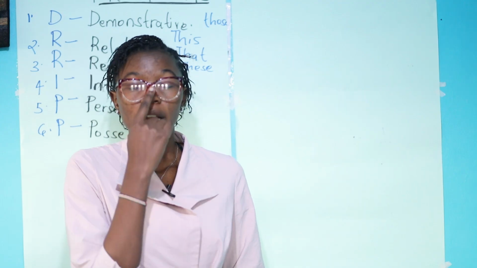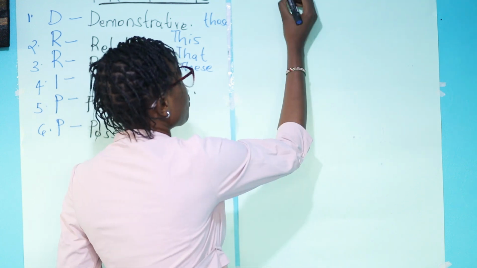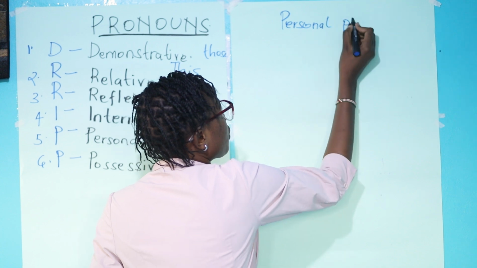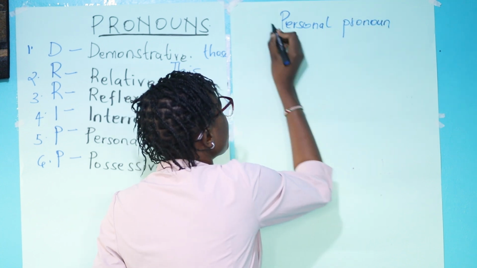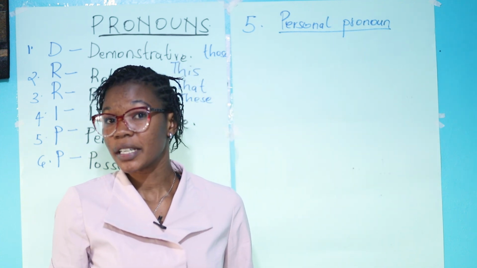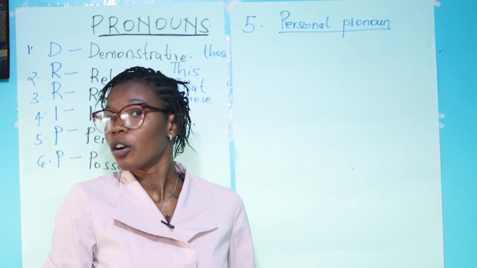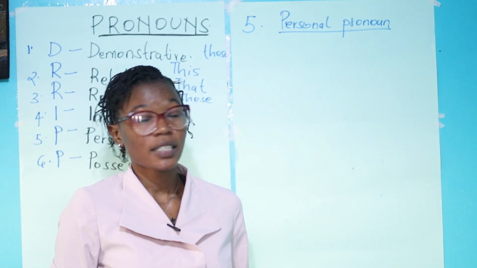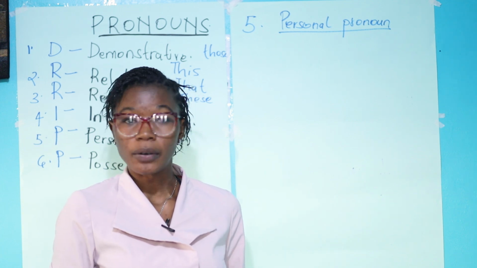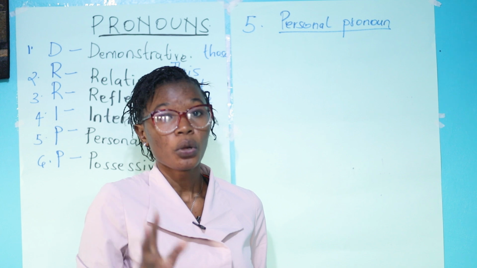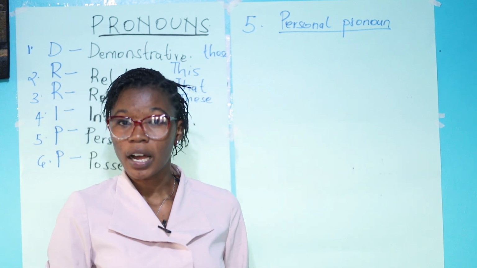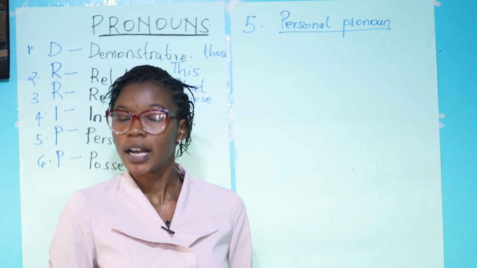Last but not least, we are now going to the second last one, that is personal pronoun, which is our number 5. What is a personal pronoun? A personal pronoun is a word that is used to replace the name of an object or the name of a subject. Under personal pronoun, we don't have to repeat the naming word, which is the noun. And under personal pronoun, we have two: objects and subject. Under this personal pronoun, we again have the first person, the second person, and the third person.